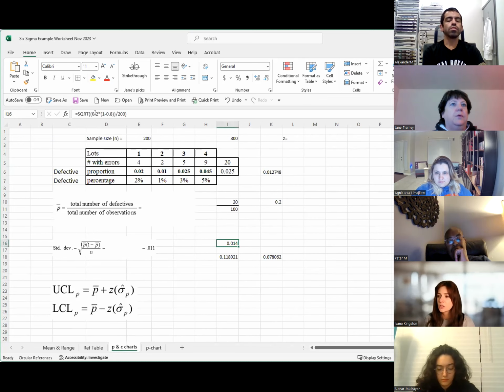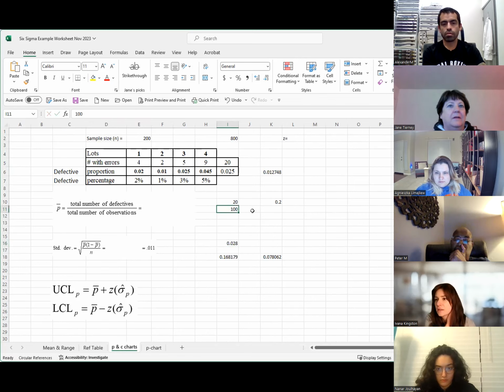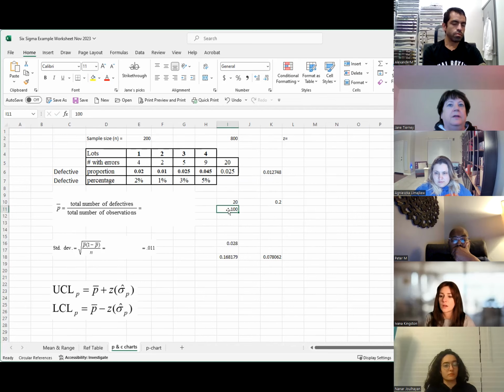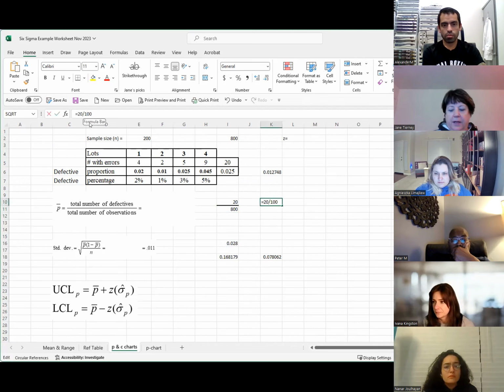So this should be... Also, your 800, I think, is correct too. This is 1.2. Okay, so your original 800 over the total number of observations, I think. No, actually, never mind. So I think this is 2 over the total observations. If I look at this one, defects over the total inspected. No, total inspected is 100. So let's go back and put that to 800. Oh, then total inspected is 800. So then this is going to be 20 divided by 800, which is going to be 0.025.